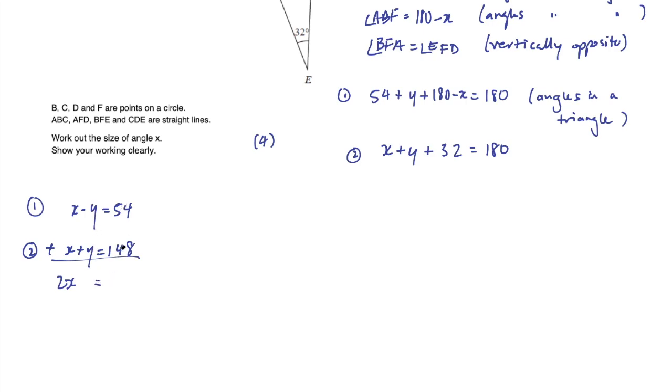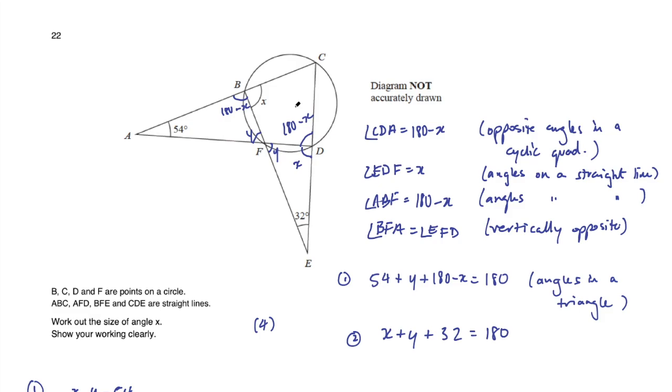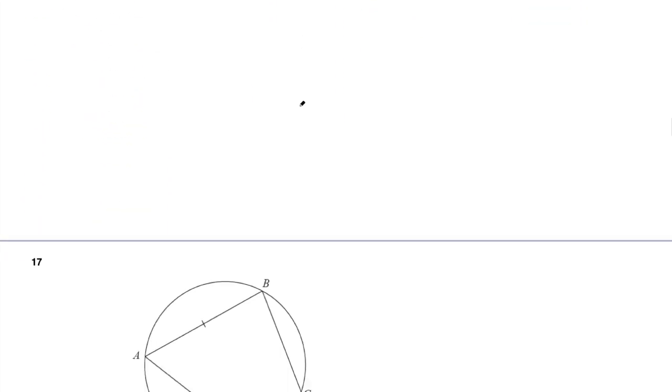And then I've got 54 plus 148. That is 202. And then dividing both sides by 2, I have x equal to 101 degrees. And that is your final answer there. So that was a fairly tricky 4-mark circle theorems question, especially compared to the last one. Okay, on to the next one.